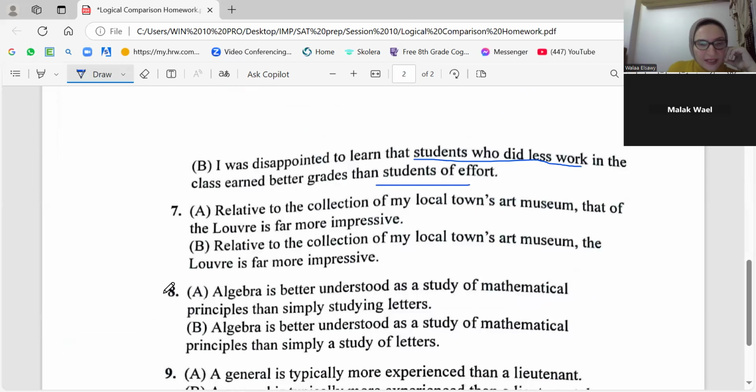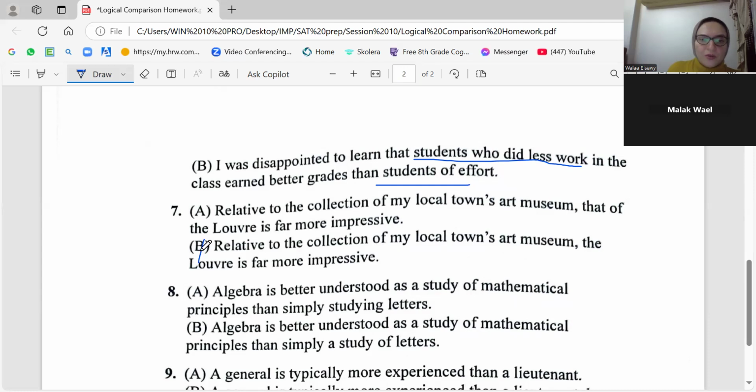Okay, so this is A. Relative, why again? Okay, they're talking about the collection of the local town's art museum. So we're comparing it with the Louvre Museum. So the collection of the Louvre Museum is far more impressive. So you had to add that of, relative to the collection of my local town's art museum, that of the Louvre is far more impressive. That Louvre is far more impressive.